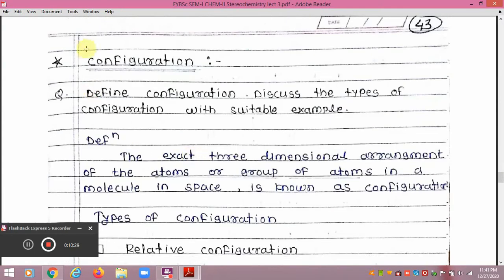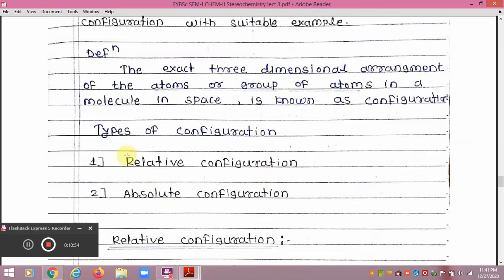Now the next part, which is very important, is called configuration. Whenever you want to define the configuration, it is very important to know the arrangement of groups or atoms present in the molecule, and from the configuration we are able to define the exact three-dimensional structure of the molecule, and that's why we should be able to define the configuration. Actually, the configuration is divided into two types. The first one is called the relative configuration, and the second one is called the absolute configuration.